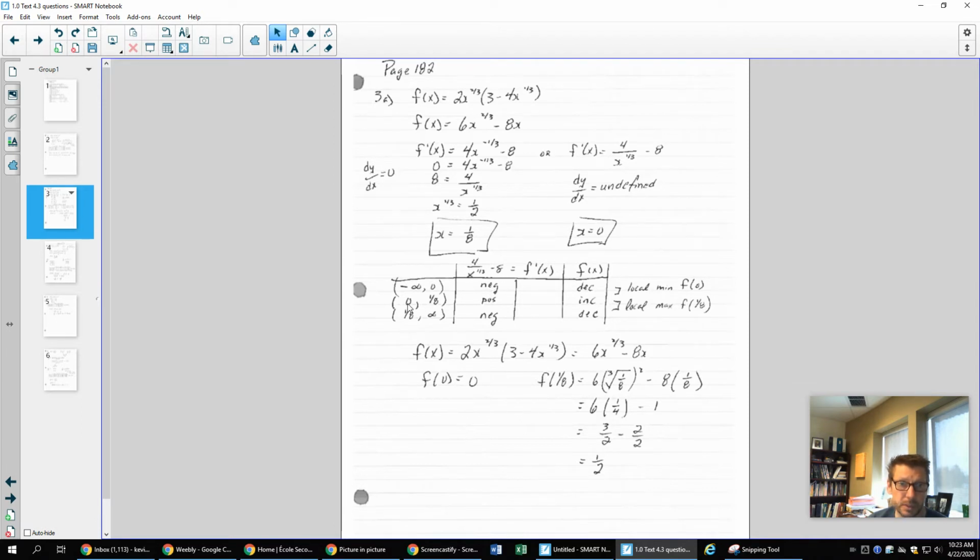If you pick a number between 0 and 1/8, 1/27th. If you took the cube root of 1/27th, that'd be 1/3. 4 divided by 1/3 is 12. 12 minus 8 is 4. It's a positive number.